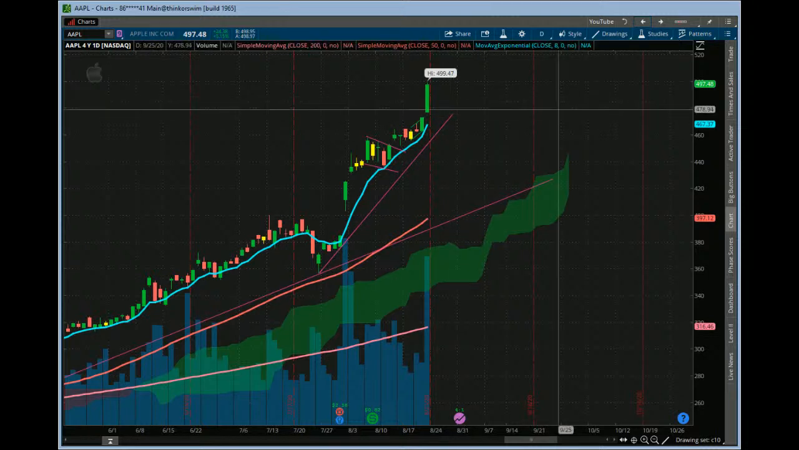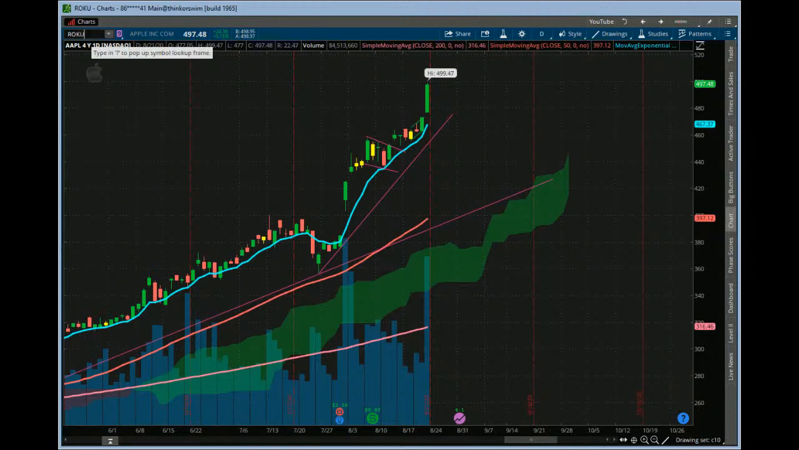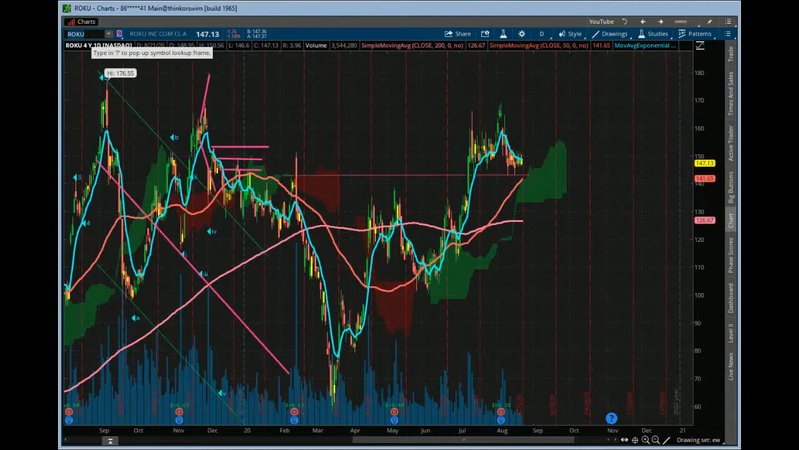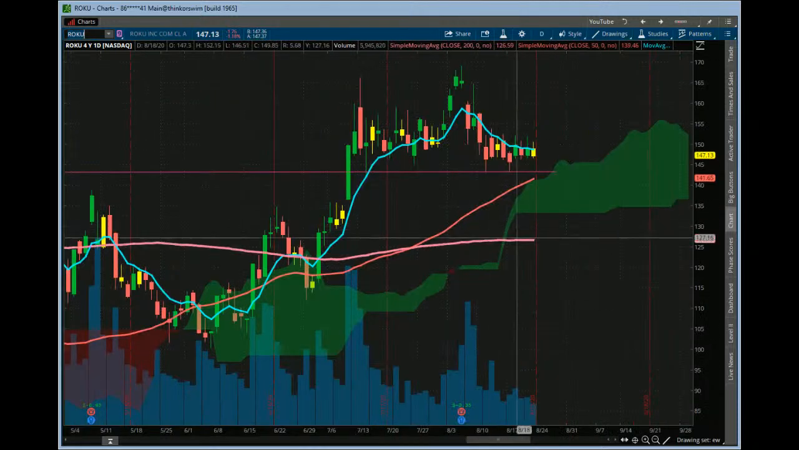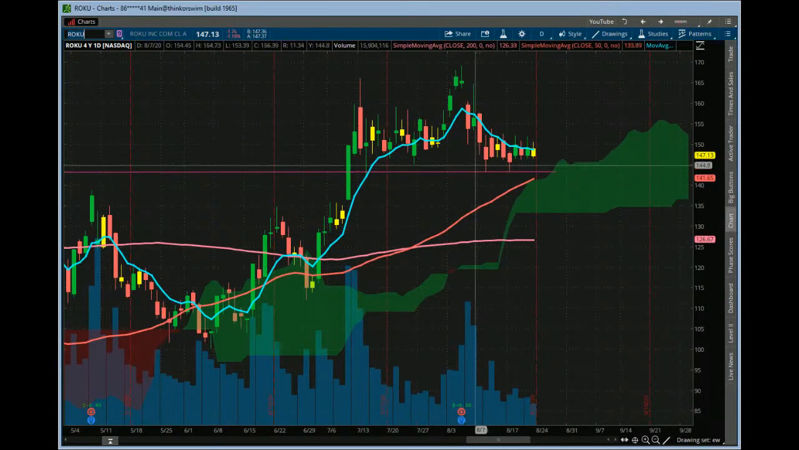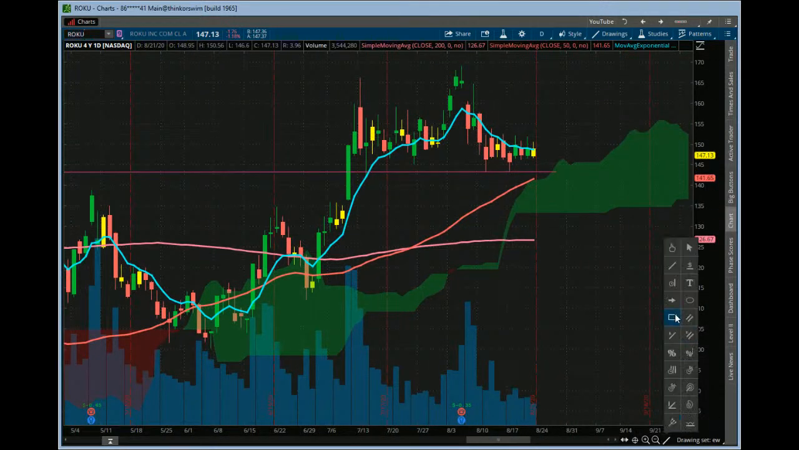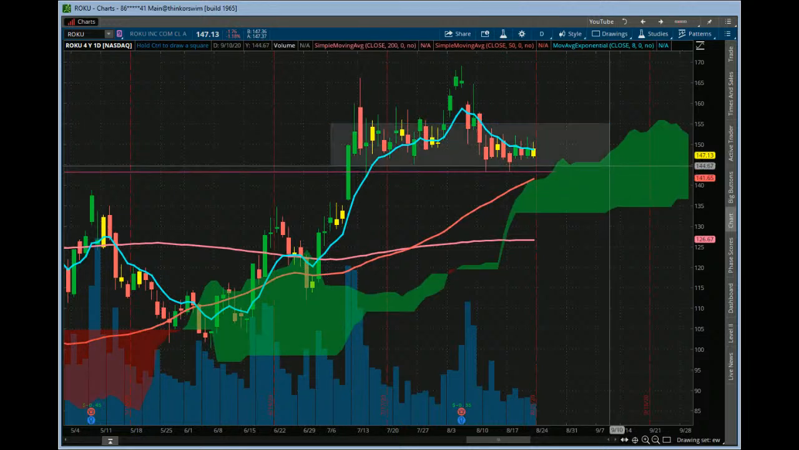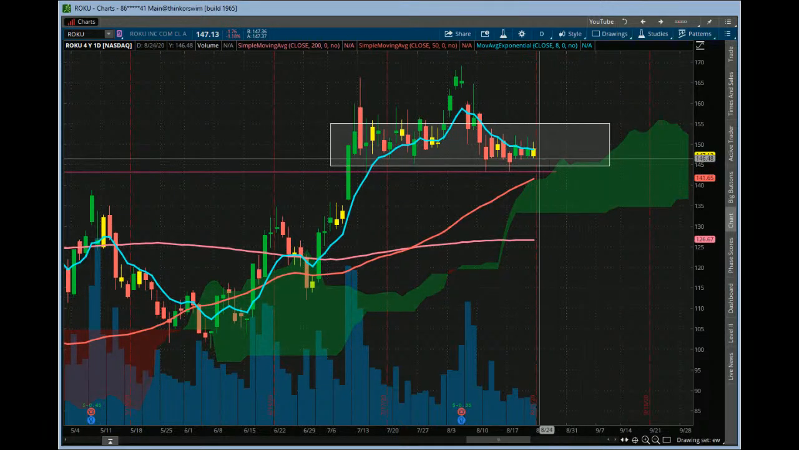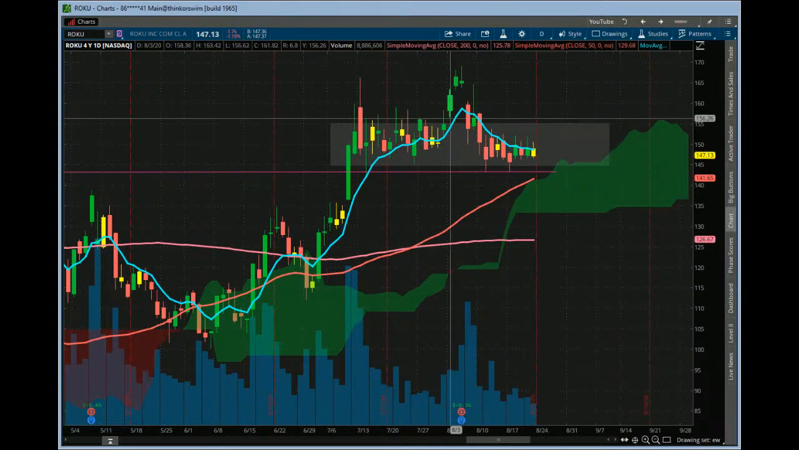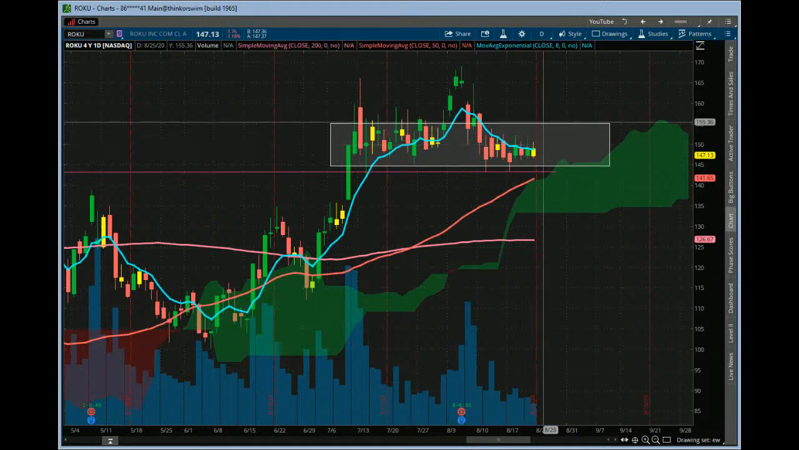So good stuff. All right, so Dylan sent in a few via email or via Twitter, so let's take a look at these. So Roku: inside day on Friday, we've just really been range bound here on Roku. This whole 150 area has just been a significant zone for Roku. So at this point, we're really going to look to see if it can break out again with some volume out of this area and work its way up again.